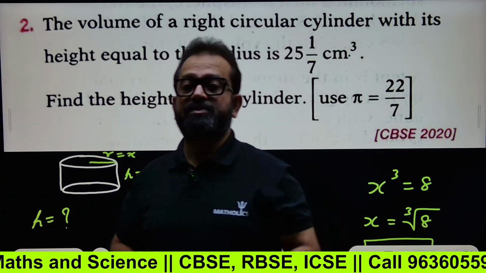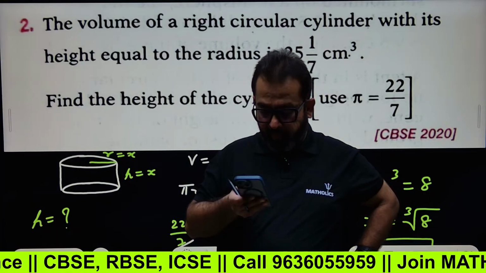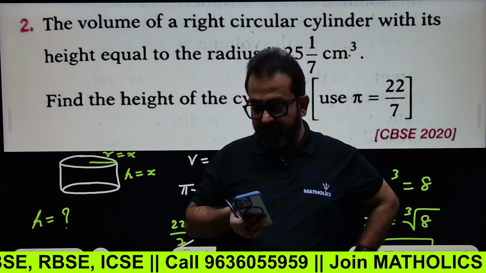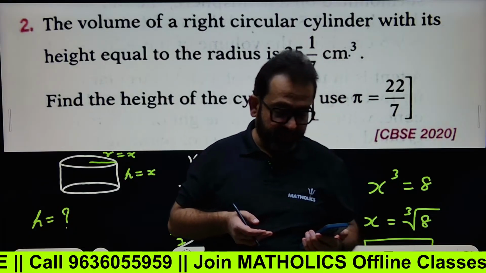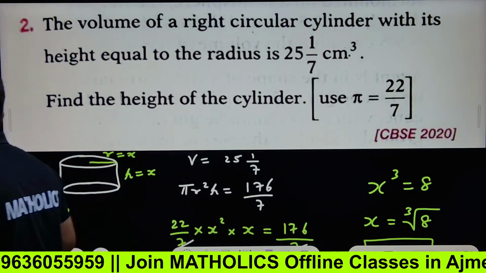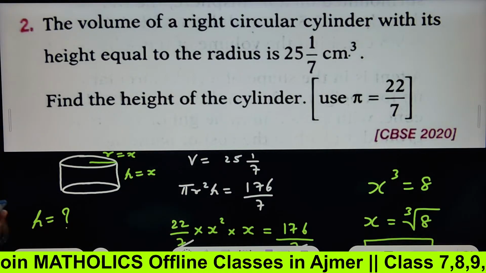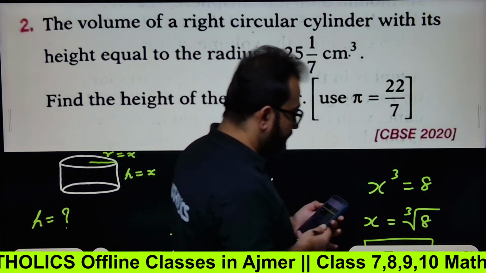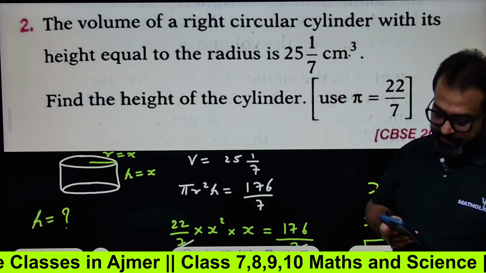Tell me in the comments. Yes or no? Formula for volume. Formula for the volume. Yes or no? Tell me. Volume of cylinder, pi r square h. Yes or no? I think yes.